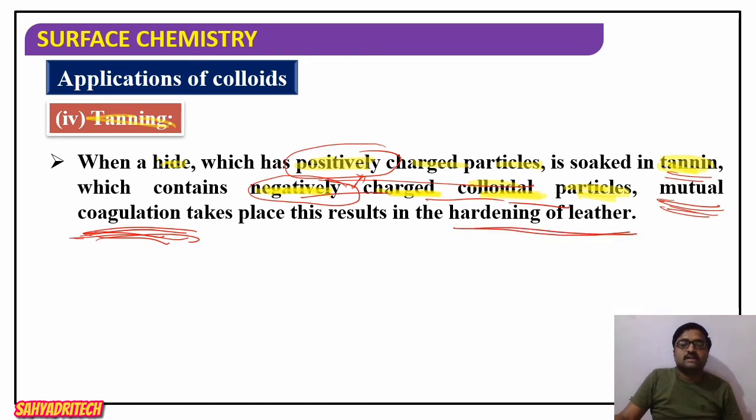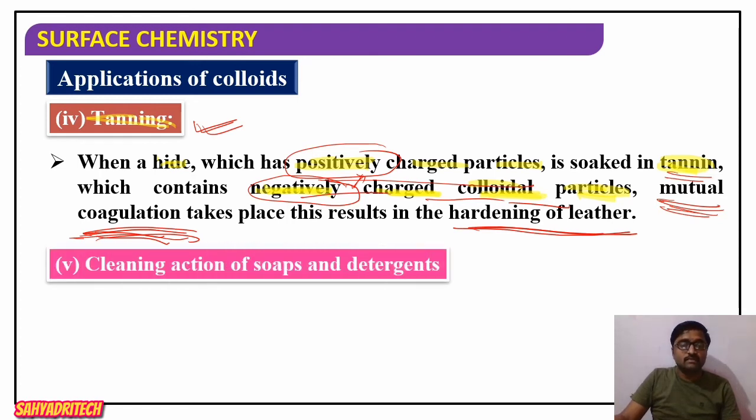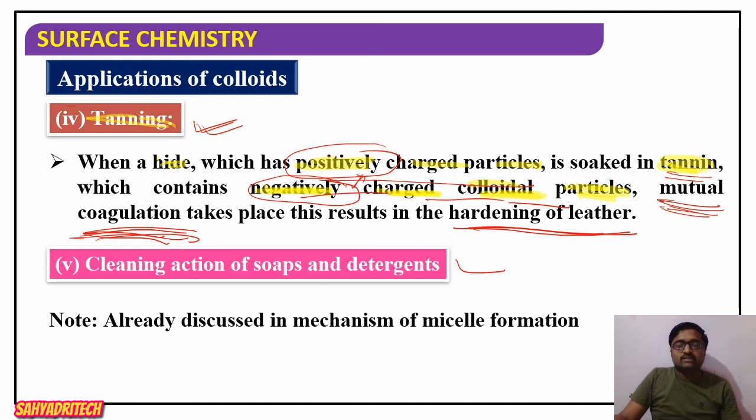What is the use of this? It leads to hardening of the leather and gives stiffness to the leather. So in leather tanning, in the leather industry also, we use the application of colloids. Next, we already considered the cleaning action of soaps and detergents while dealing with the mechanism of micelle formation. They are also colloidal in nature.